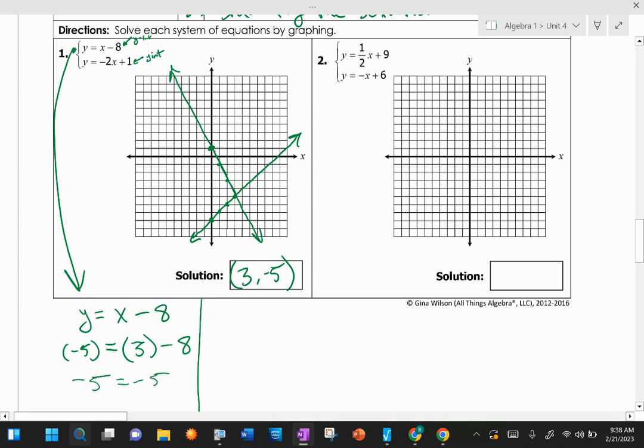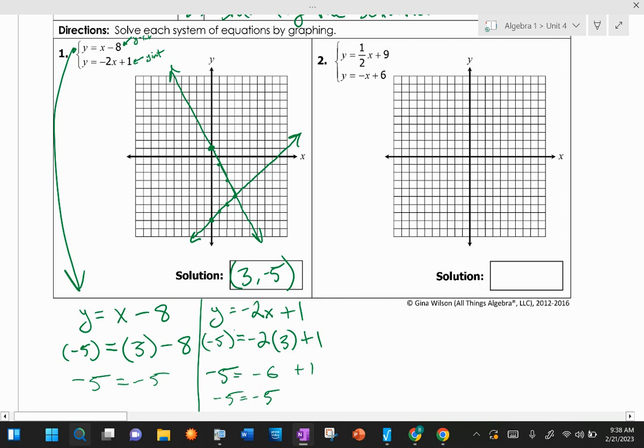Now I can just check to make sure it works for the bottom one. I've got y equals -2x plus 1. I'm plugging in -5 for y again, and I'm plugging in 3 for x. Then I just simplify. So I've got -5 equals -2 times 3, which is -6, plus 1, which is -5. Does -5 equal -5? Yes. So that is a good solution. For graphing systems, that's really all you're doing.